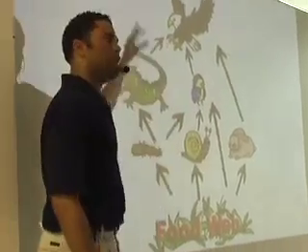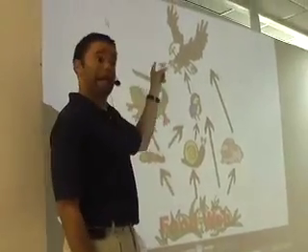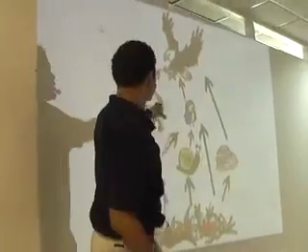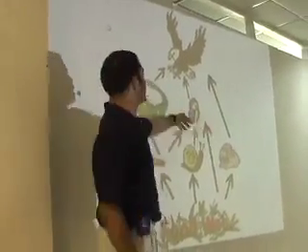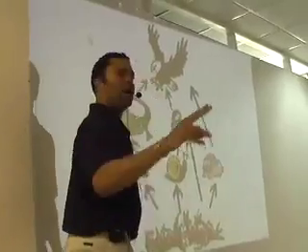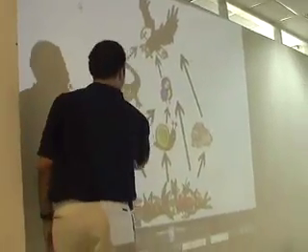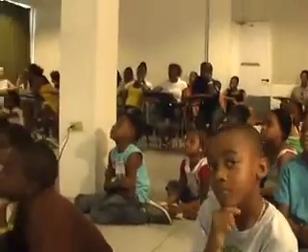And then who eats everybody? The eagle is the top predator. So this can be a predator, but the top predator is the eagle there. If you draw a straight line from here all the way up to the top predator, that is something called a food chain. Everybody say food chain. Food chain. Very good.